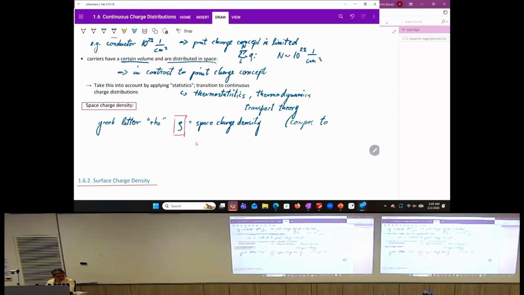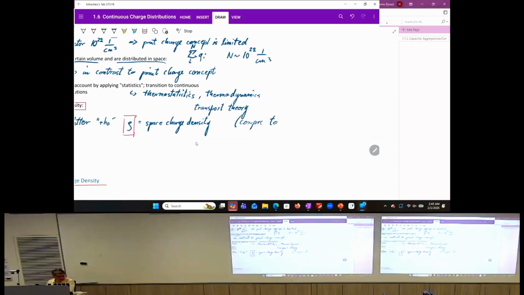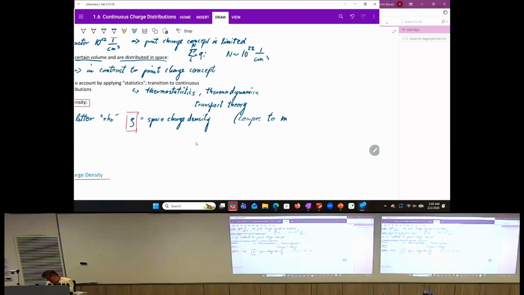Just like for any object with a mass, you can also make use of not giving the mass of the complete object, but give a mass density and then evaluate the mass of the complete object by integrating over the volume. You can do that also in a similar fashion with the space charge density. Just as an analogon, consider the mass density, which is kilogram per cubic meter, which is basically a mass per volume.